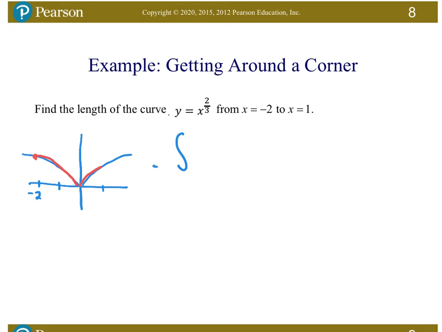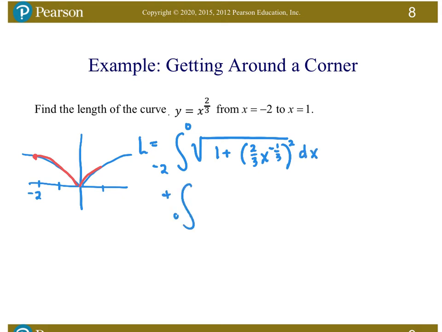You could break it up into segments from -2 to 0. L equals the integral of the square root of 1 plus the derivative, 2/3 x to the -1/3, that whole quantity squared dx. And then plus, from 0 to 1, the same derivative, that quantity squared dx. So that's one way you could use the broken up sections to your advantage.